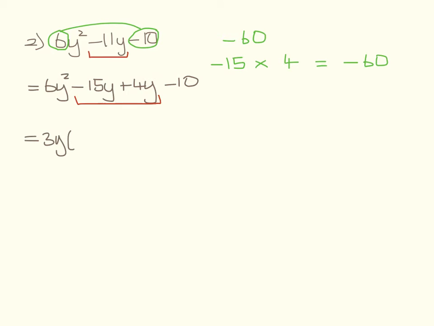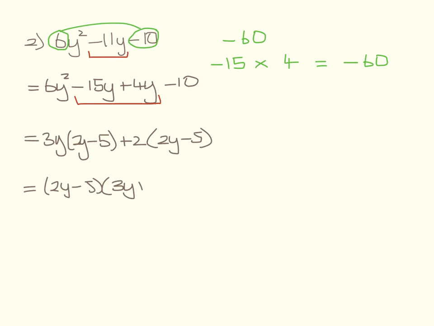Taking out a 3y, which leaves 2y minus 5. The common factor in the next brackets will be 2, leaving 2y minus 5. That's really good, remembering we need to have the same expression in the brackets, because now our highest common factor becomes 2y minus 5, and what's left over is 3y plus 2. And we're done.